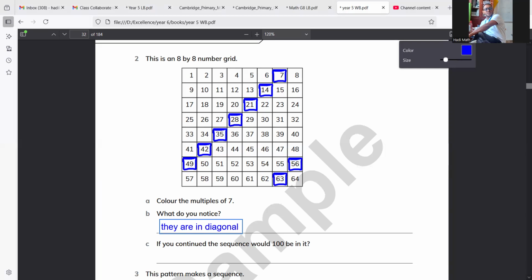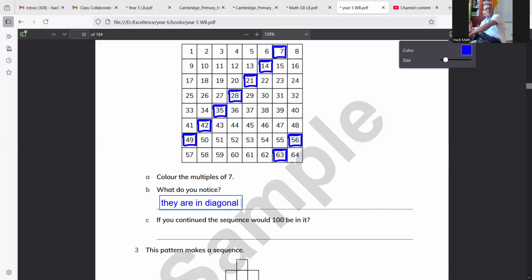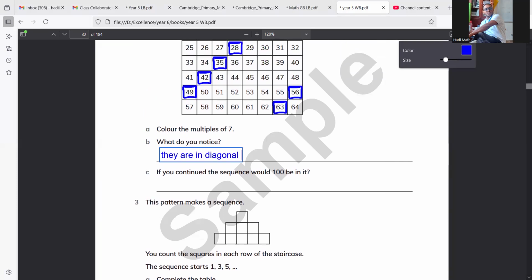They say if we continued the sequence, would 100 be in it? If they ask me why, for sure, because what? Because 100 is not a multiple of 7.